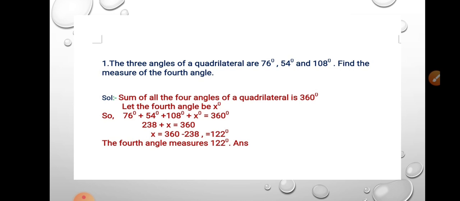Now, first of all we add these three angles, and we get 238. Now we transpose 238 to the right side. After that we get x is equal to 360 minus 238, that is 122 degrees. So the fourth angle is 122 degrees, that is your answer. Okay students.